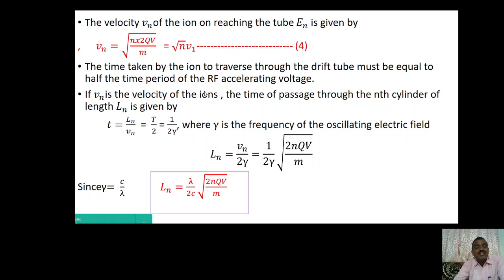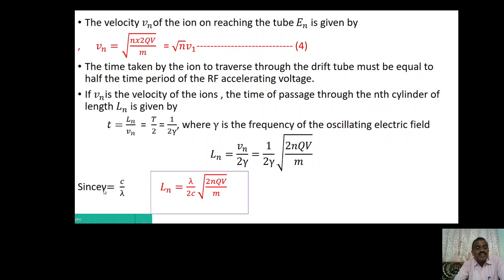If Vn is the velocity of the ions, then the time taken to pass through the nth cylinder of length Ln is given by t equal to Ln divided by Vn, which is equal to T by 2, where the reciprocal of T is the frequency nu. The time period is the reciprocal of the frequency of the oscillating electric field. Therefore, Ln is equal to Vn divided by 2 nu. If you substitute the Vn value, you get root of 2nqV divided by m.